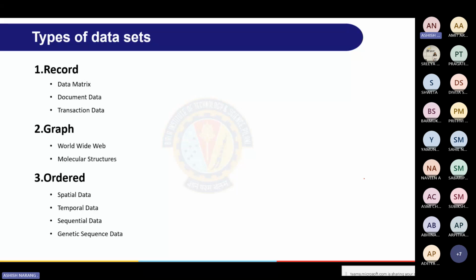We have a graph in the form of the World Wide Web, the way the web pages are connected, and the way molecules can be modeled. It looks like a graph, with the kind of bonds that they share between them. Then, of course, there is data in terms of spatial, temporal, sequential, and genetic sequence data. We have seen examples of each in our previous session. So I'll quickly go through these snapshots.